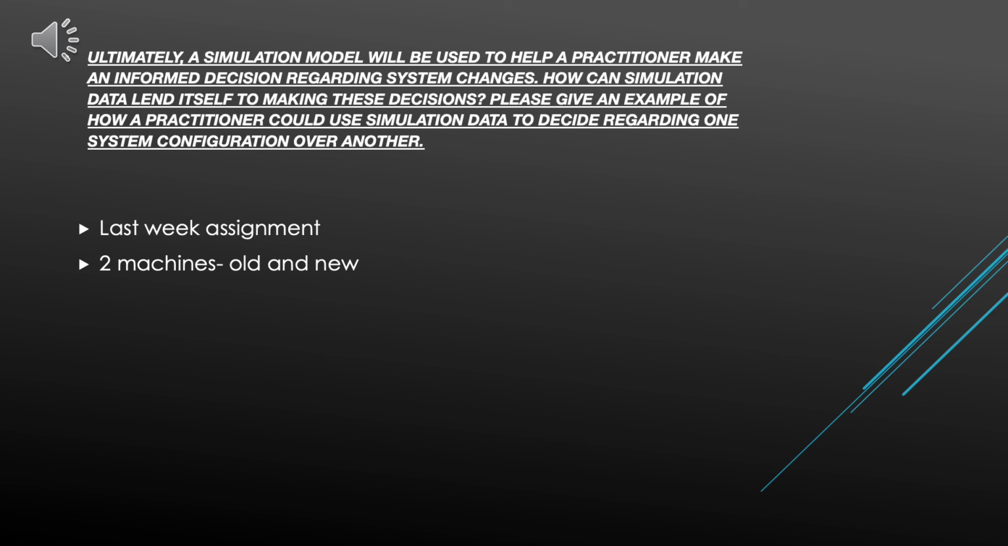So ultimately, a simulation model will be used to help a practitioner make an informed decision regarding system changes. How can simulation data lend itself to making these decisions? Please give an example of how a practitioner could use simulation data to decide on one system configuration over another. I thought this was a great question considering the assignment we had last week. We were given a simple question with factors and considerations about an operator with an old machine and a new machine. I think that fits perfectly into this question.